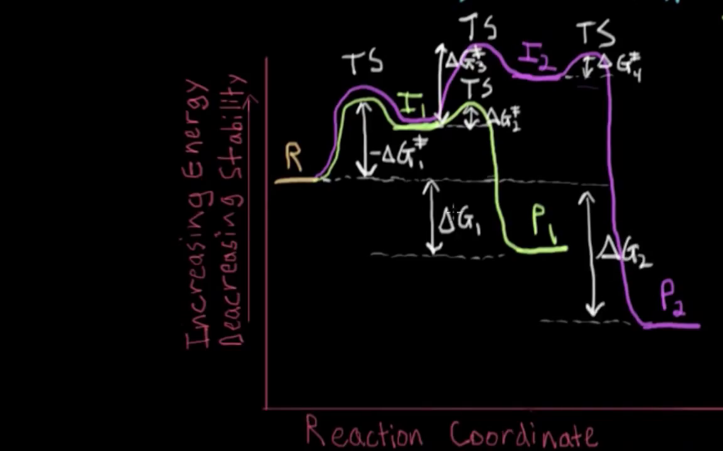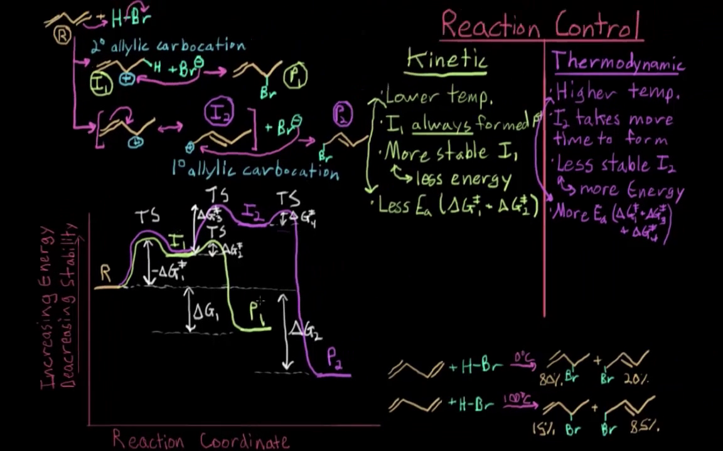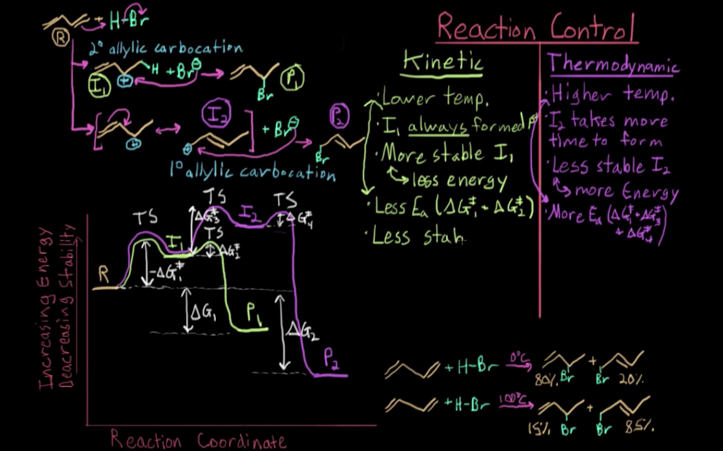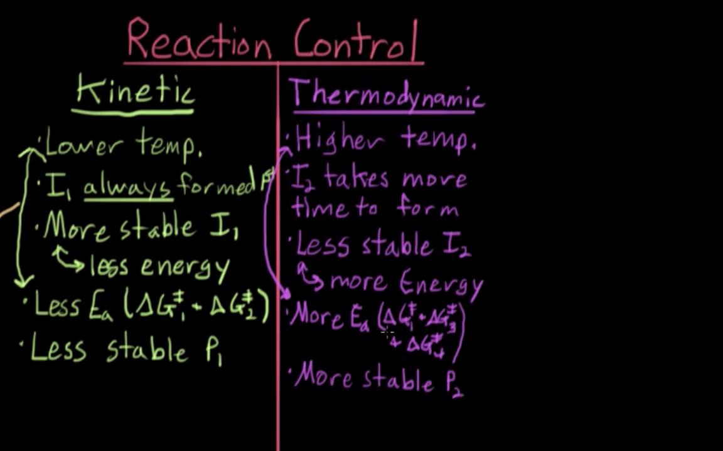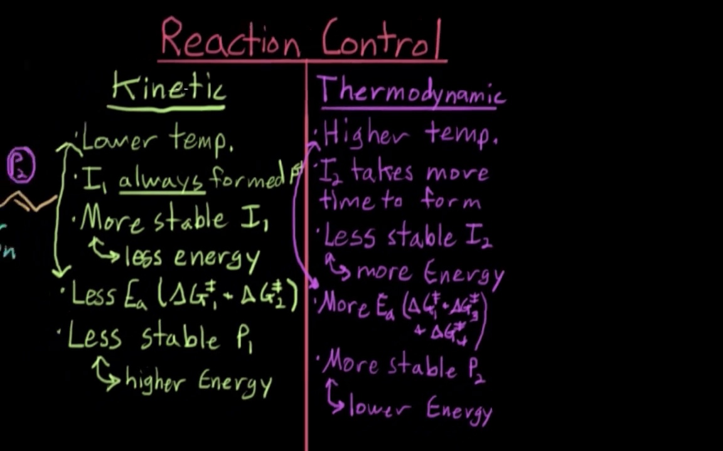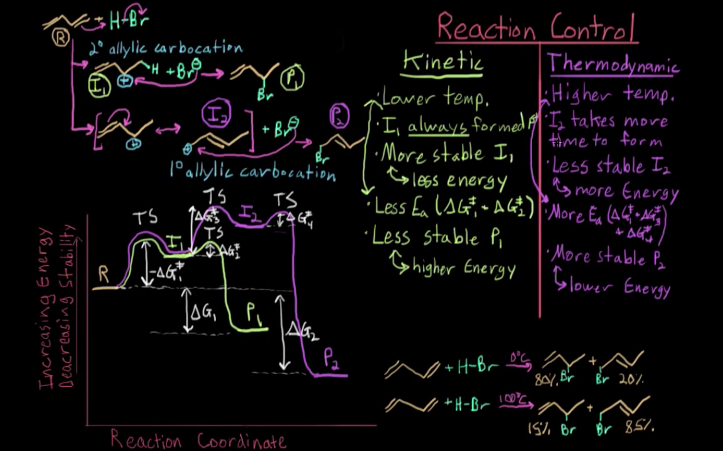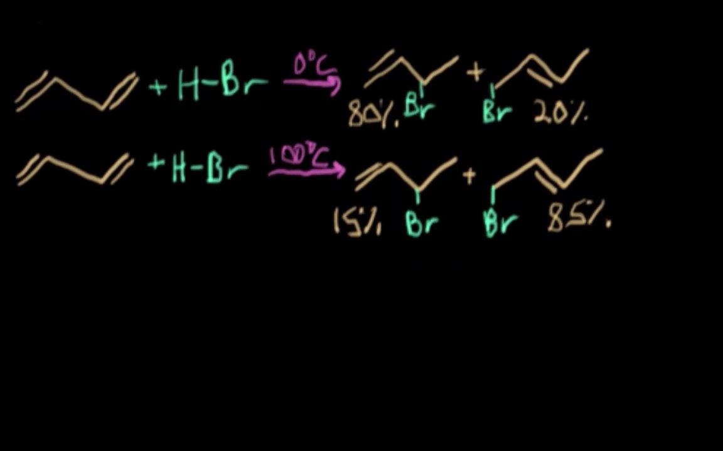And notice that delta G1 is less than delta G2. Another way I could compare these two is that P1 is higher energy than P2. And so what that means is that P1 is actually less stable. And on the same token, because P2 is lower energy, that means P2 is more stable. Another way we can think about these, again, is that P1 is at a higher energy, and P2 is at a lower energy. And so kinetic versus thermodynamic reaction control, this is how we get two different products from the same starting materials.